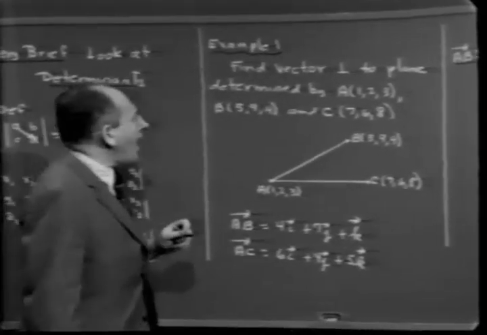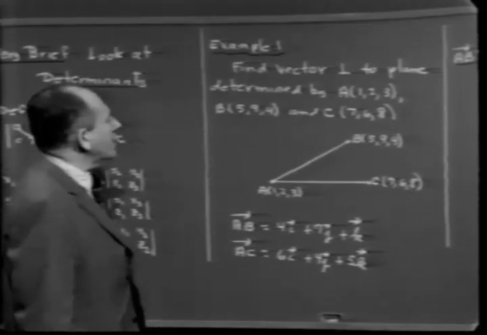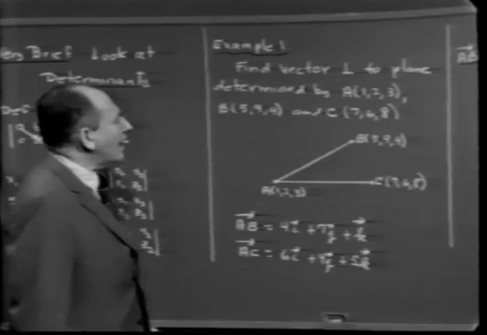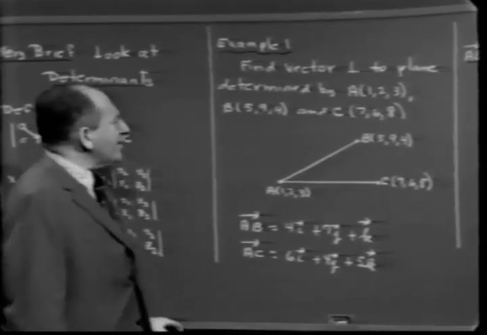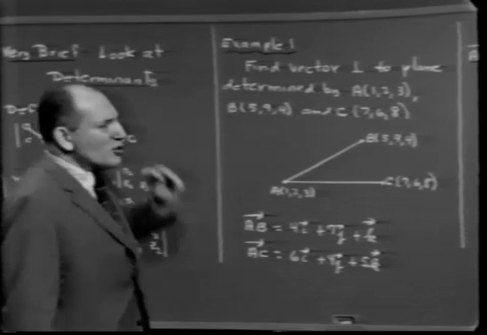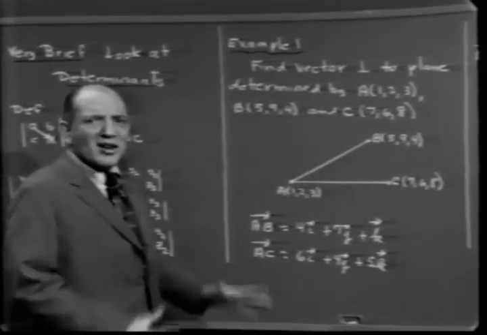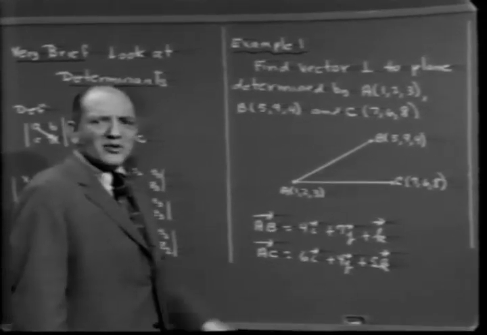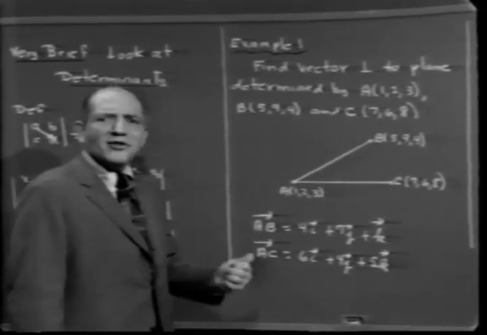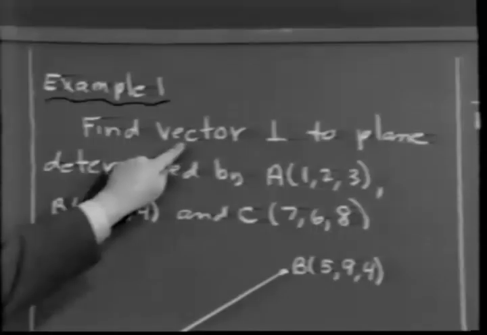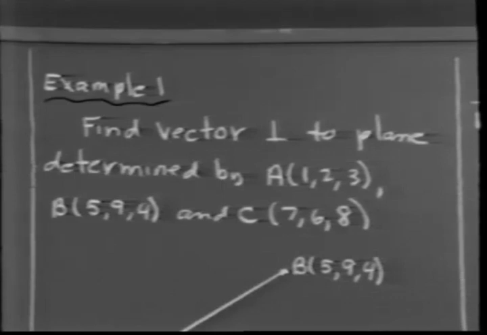I call this example 1. Find a vector perpendicular to the plane determined by the 3 points (1, 2, 3), (5, 9, 4), and (7, 6, 8). Now, try to visualize this problem if you didn't know vectors. Try to visualize drawing this thing to scale, trying to imagine what slope the plane has and how you find a vector or a line perpendicular to the plane. And by the way, I don't even need the word vector in here. Later I could say find a direction, but we'll worry about that more next time.